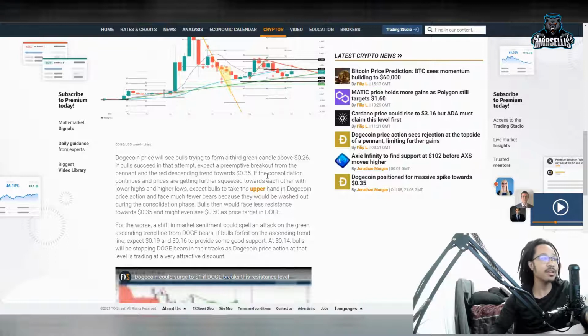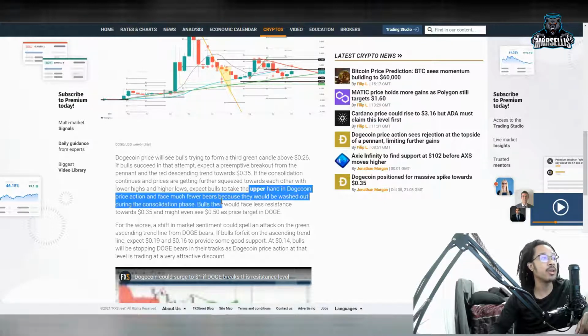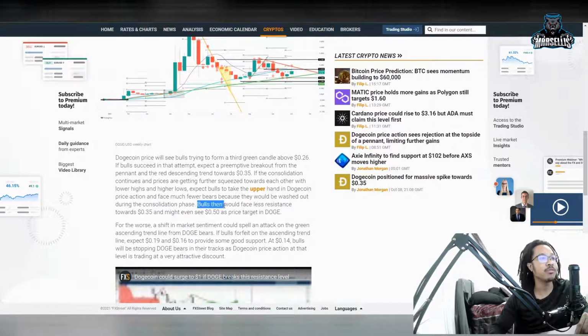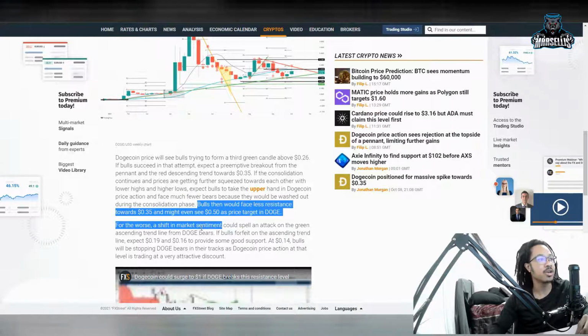So if the consolidation continues and prices are getting further squeezed towards each other with lower highs and higher lows, expect bulls to take the upper hand in Dogecoin price action and face much fewer bears because they would be washed out during the consolidation phase. Bulls then would face less resistance towards 35 cents and eventually to 50 cents. So now they got to talk about the bears thing. They always got to talk about the bears thing after they talk about the bullish.